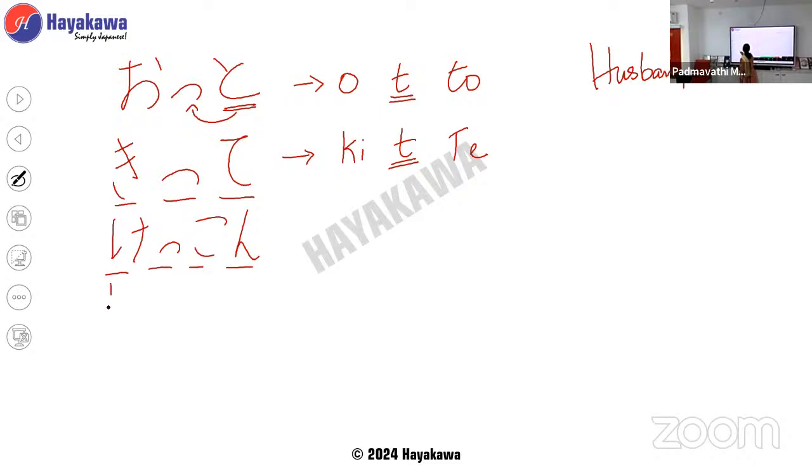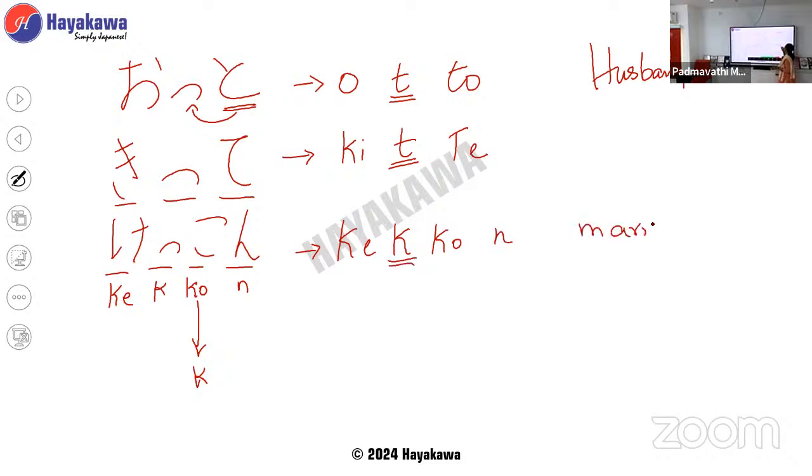Kon. Kekkon. Right? So this is going to be ik. Going to be Kekkon, which means marriage. Right. So this is going to be stamps. So we will read it according to the hiragana which is following that small su.